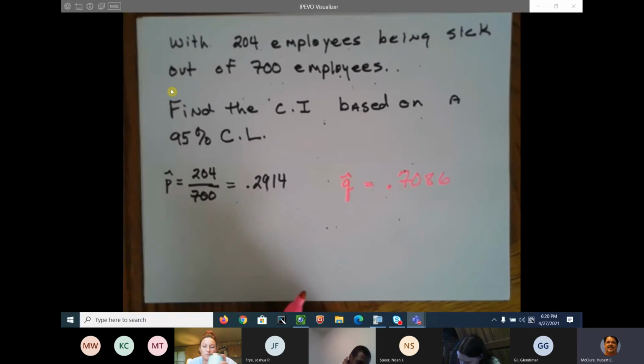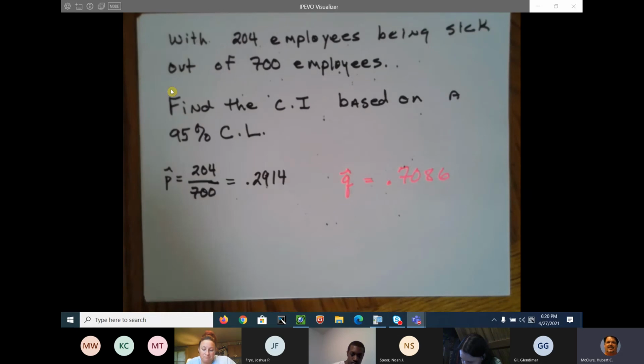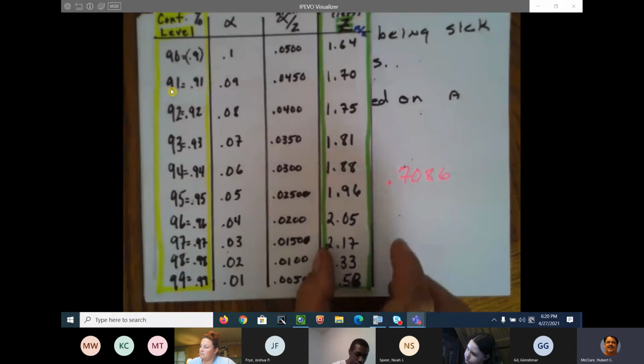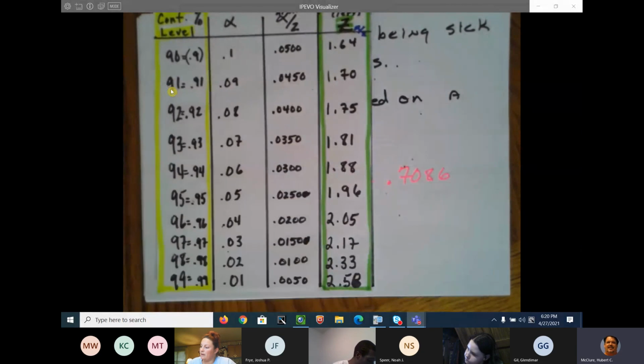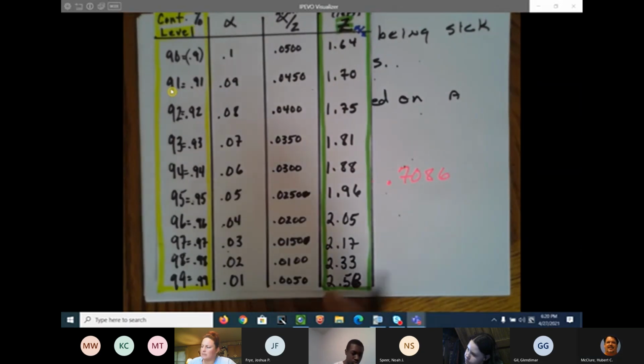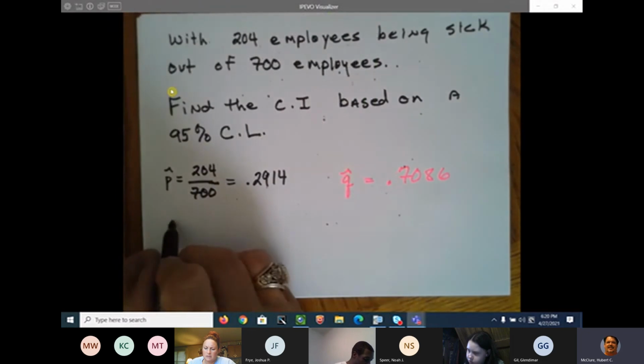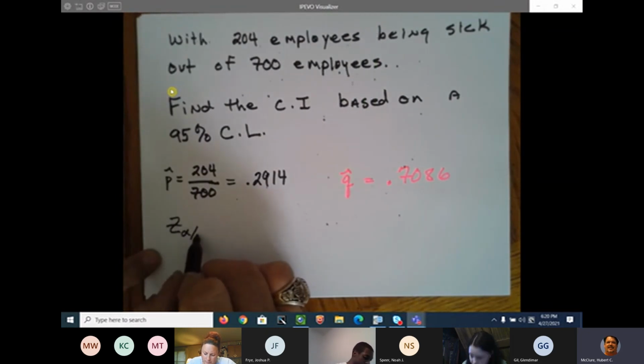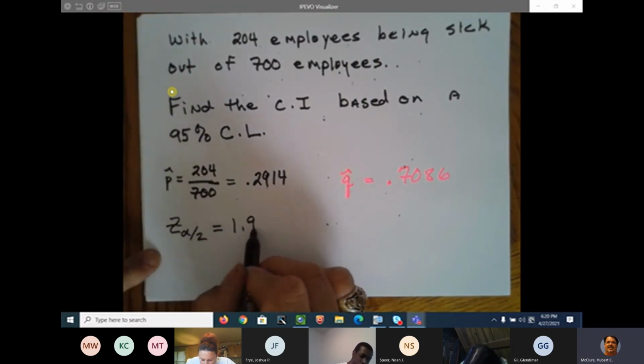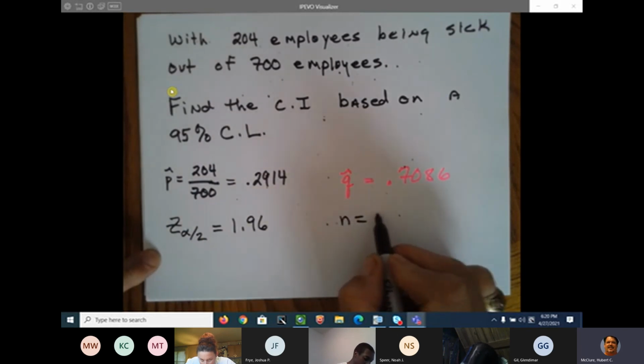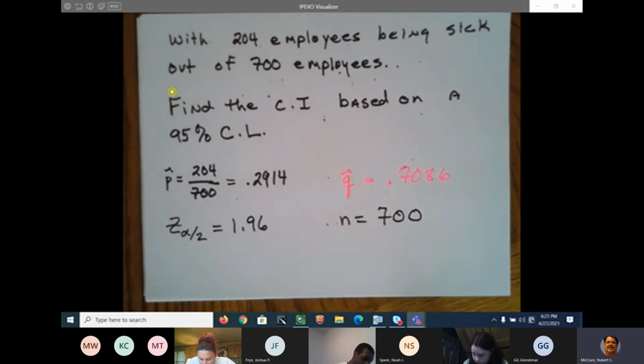What else do we have? Somebody look up at the question. 95%. Go to your index card. What is the z-score for 95%? 1.96. Z sub alpha over 2 is equal to 1.96. And N is equal to 700. Now all you got to do is plug and chug.